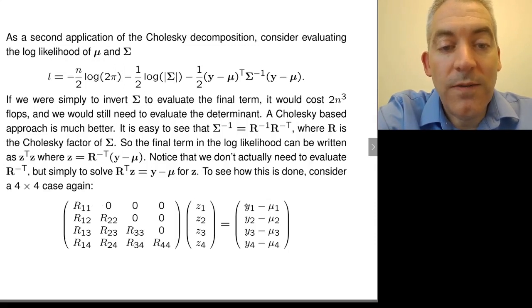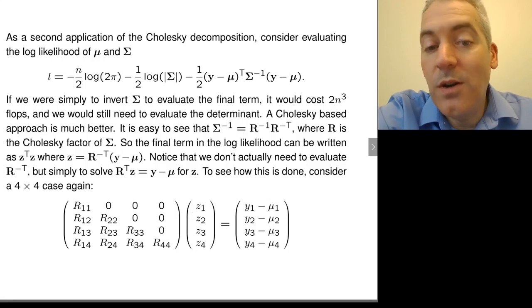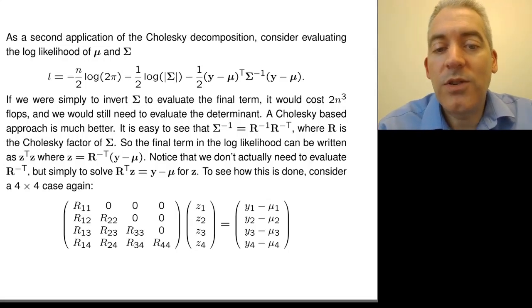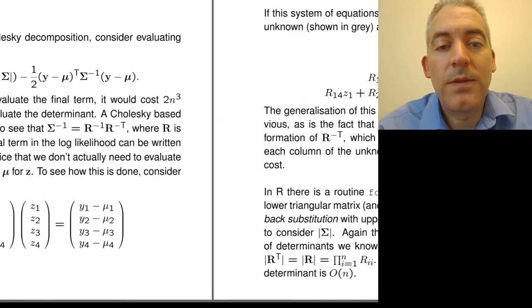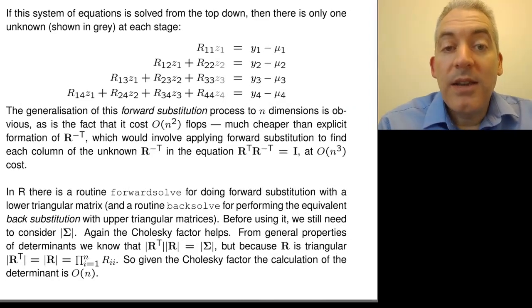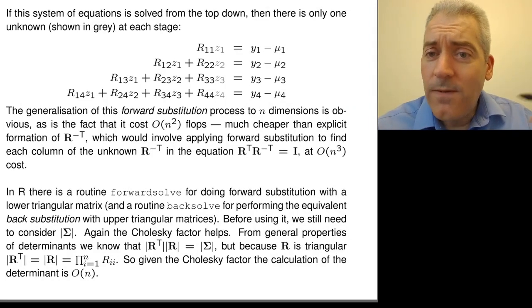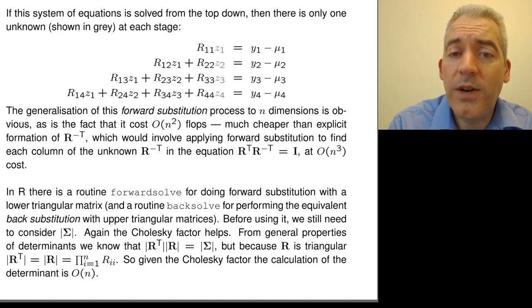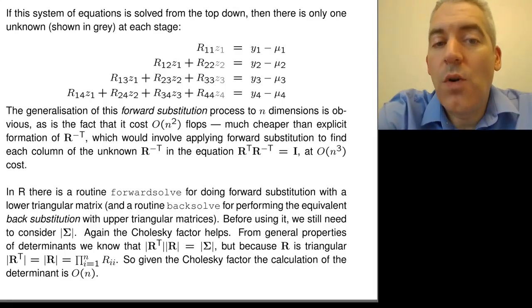Because if you just look at the first equation, it's just R11 Z1 is Y1 minus mu1. So it's easy to solve that for Z1. Similarly, for Z2, that's going to involve Z1 and Z2, but we already know Z1. So just like for the Cholesky decomposition, we're going to have a sequence of equations where there's only one unknown. So if we write them out like this, we see that at each stage, we just work our way forwards through that system of equations, solving for the one unknown at each stage and substituting in for the other things that we've already solved for.